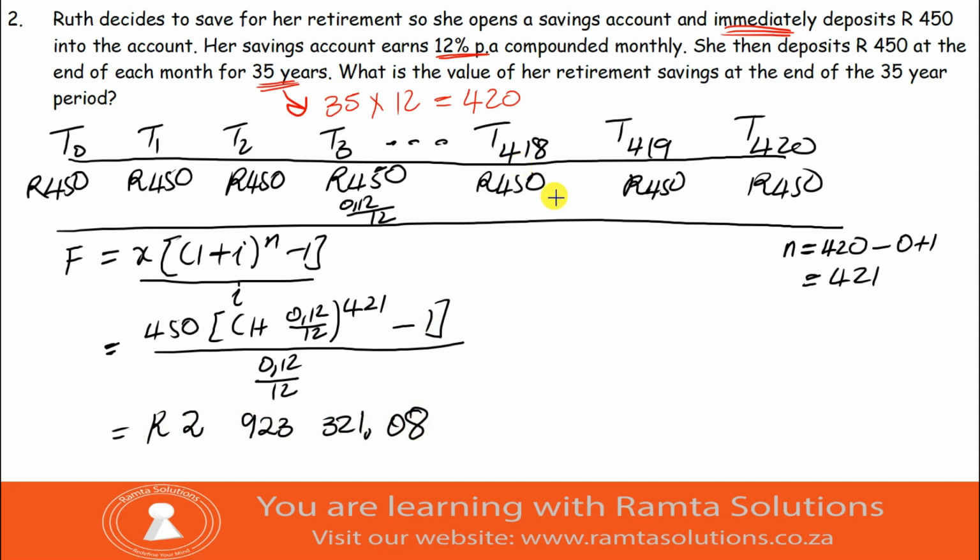This is the money that she gets at the end of 35 years when she deposits 450 rand at the end of each month, and having deposited immediately and thereafter at the end of each month for 35 years. Okay, for 35 years. This is the money that she is getting. I hope you guys are enjoying this so far. Okay, so this is how you work out these questions. So let's see what the third question is saying.